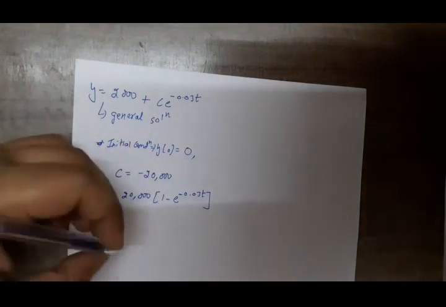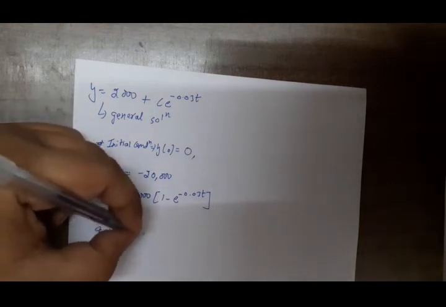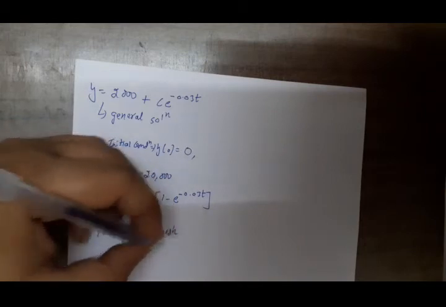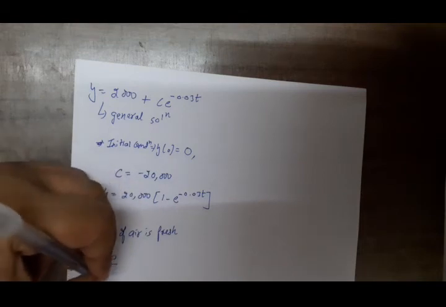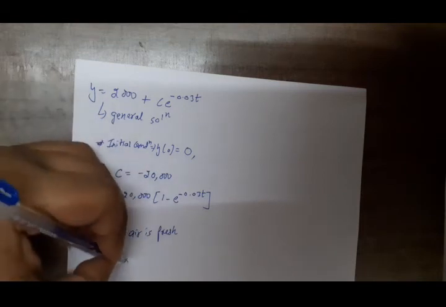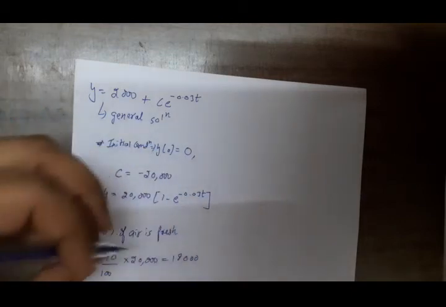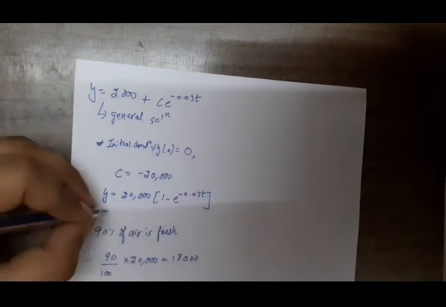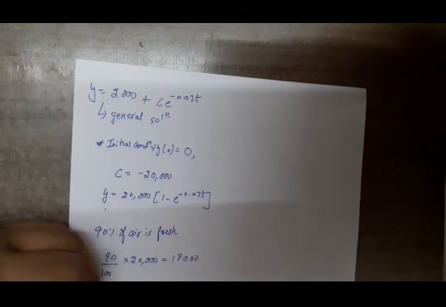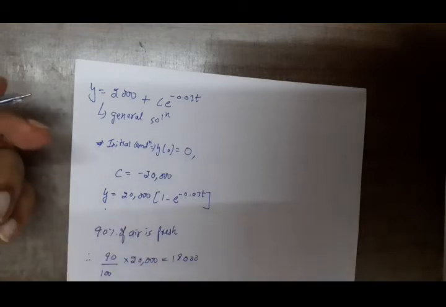Now in the second part, we have to find the time at which 90% of the air is fresh. That is 90% of the volume, which is 90 upon 100 into 20,000, so it would be 18,000. So here y equals 18,000. Upon substituting this, we get e to the power minus 0.03 t equals 0.1.